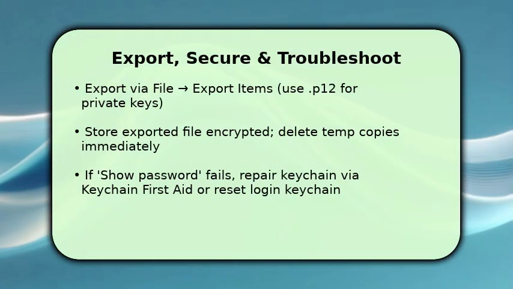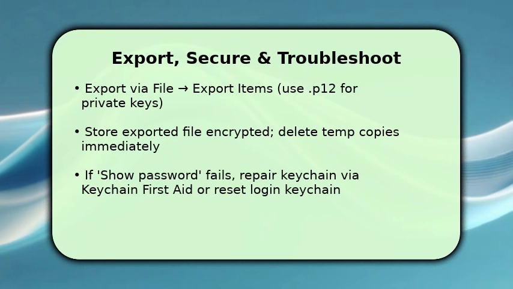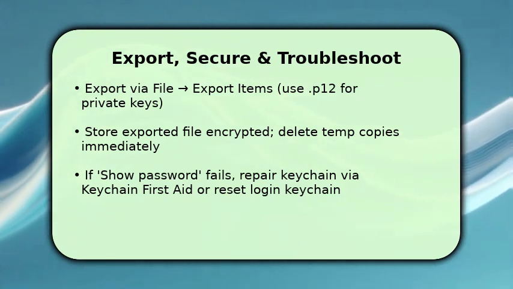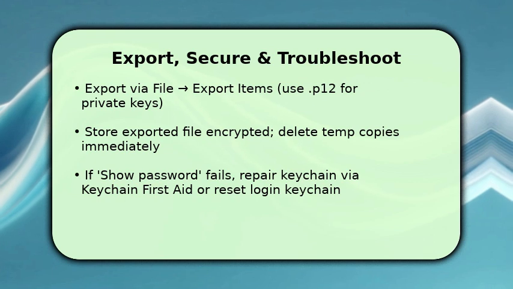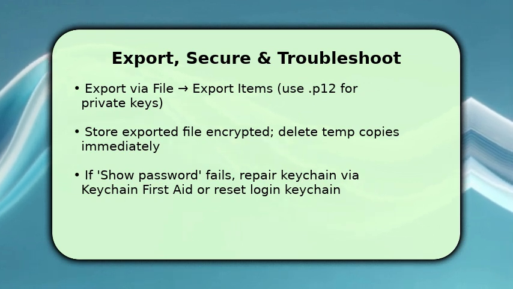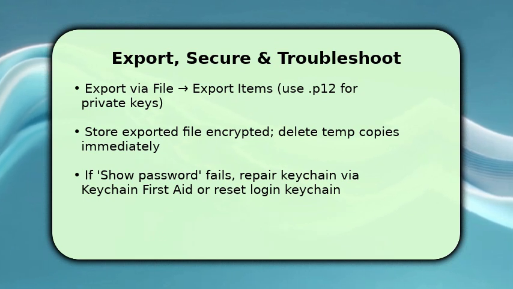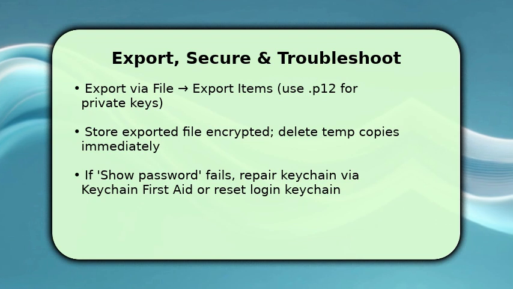Finally, if you need a portable copy, select Items and use File → Export Items. Choose P12 for keys and secure the file with a strong passphrase. Store the exported file in an encrypted container or secure storage and delete any temporary copies. Make sure to relock Keychain Access when finished.